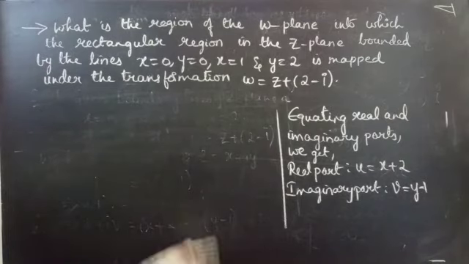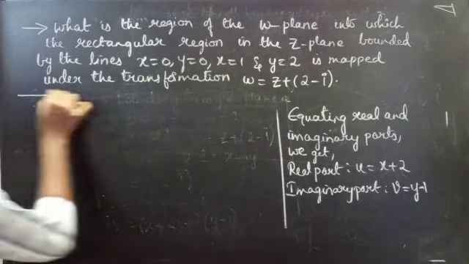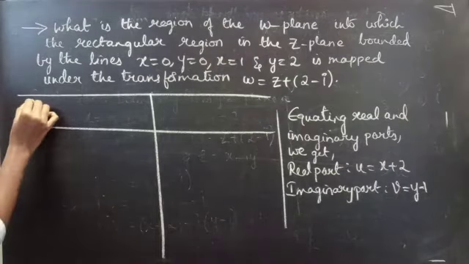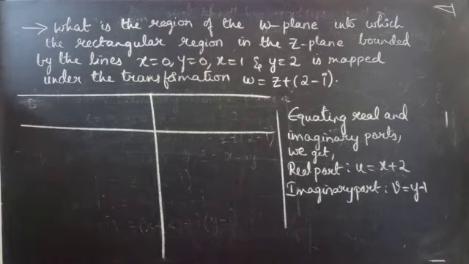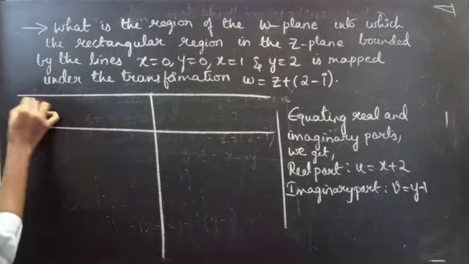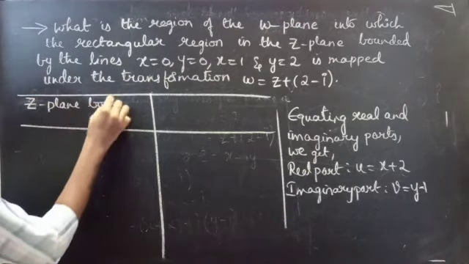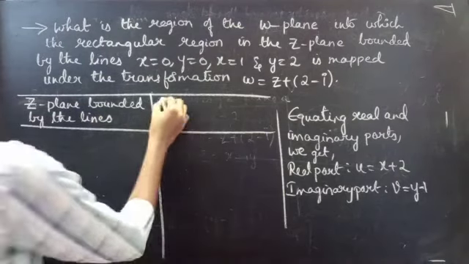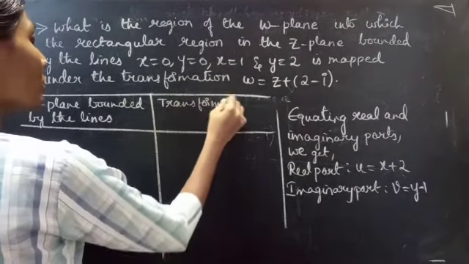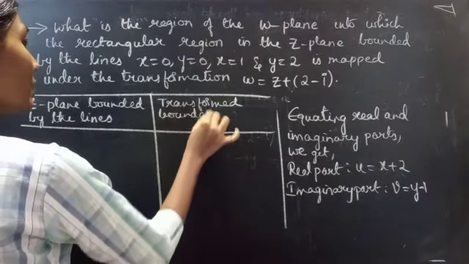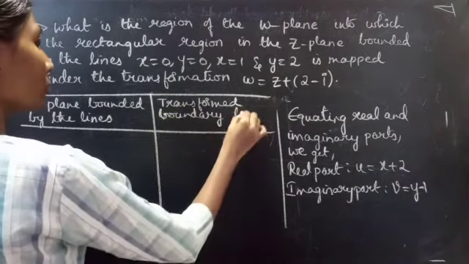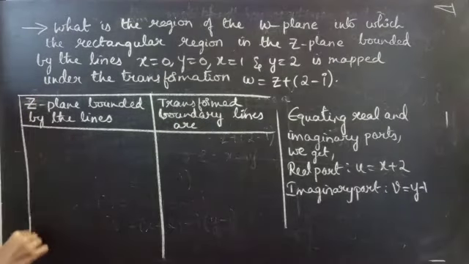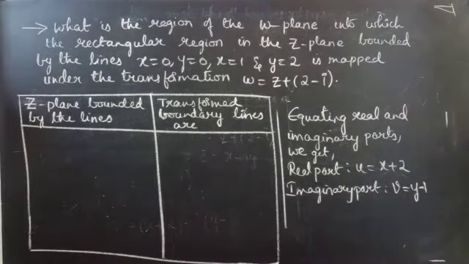Now we'll consider a table of the boundary lines of the z plane and the transformed boundary lines. We have x equals 0.